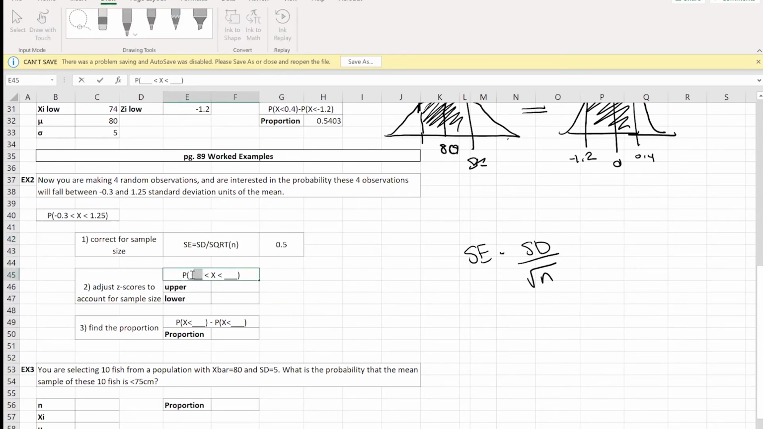So again, that means that we have to actually calculate new z-scores. So we're taking our upper limit, which was that 1.25, and we're dividing that by our standard error. Our lower limit is this negative 0.3, and dividing that by our standard error. So now we've got new corrected z-scores that we're looking at, and we can move on to finding this proportion.